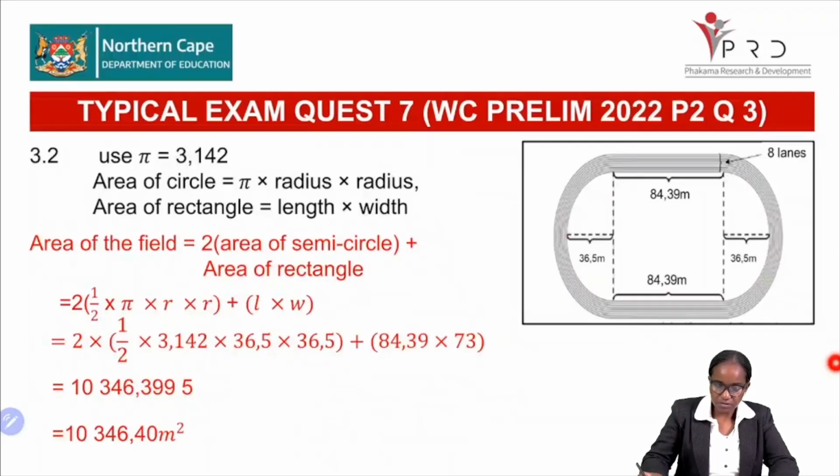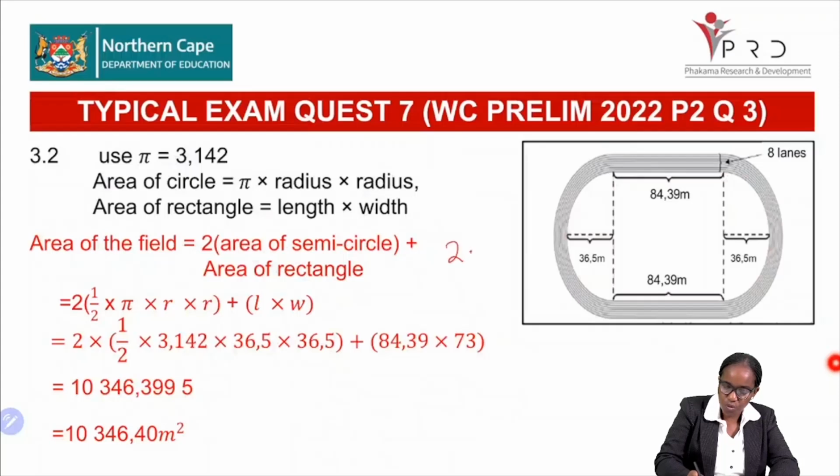So using pi as 3,14. The area of a semicircle. Remember, the area of a circle is pi r squared. So for a semicircle, we divide by 2. So this is the half of it. So half times pi times radius times radius. But since there are 2 of them, we also multiply everything by 2.